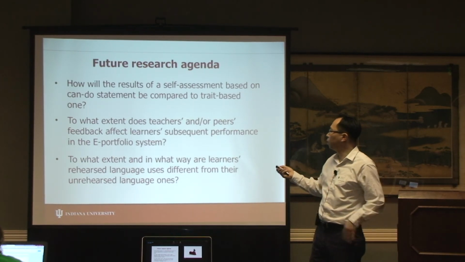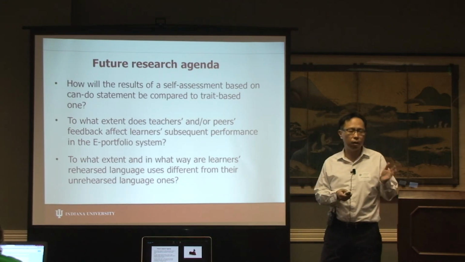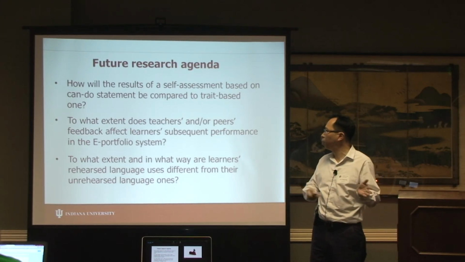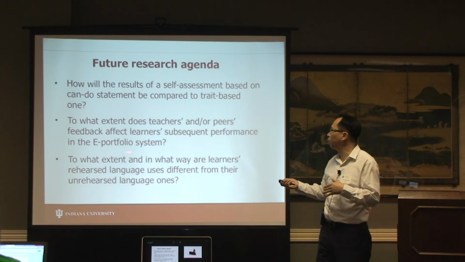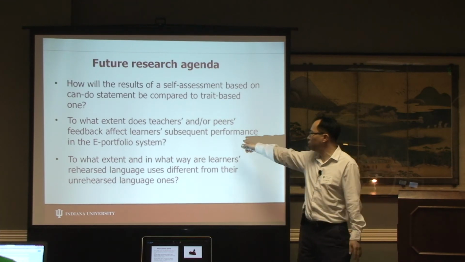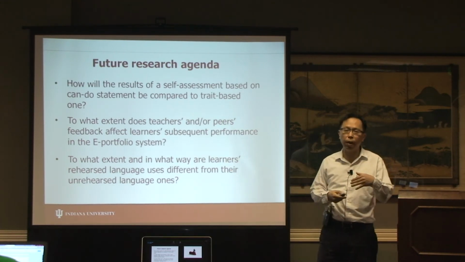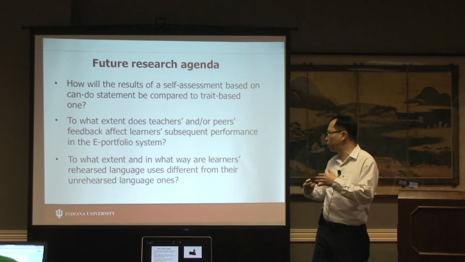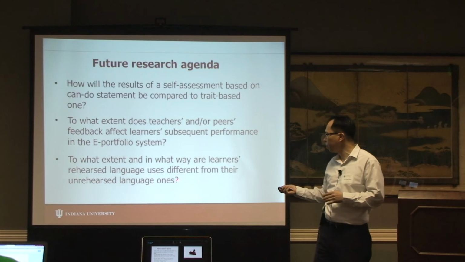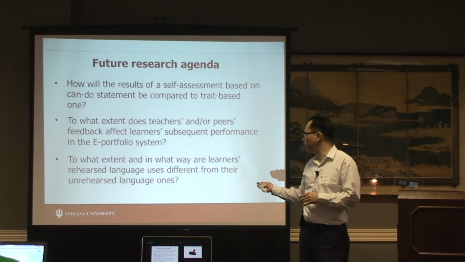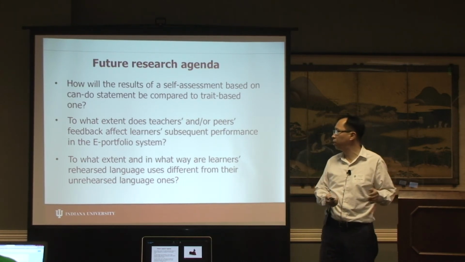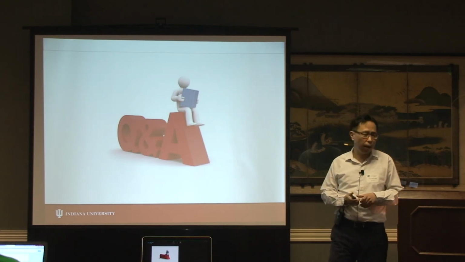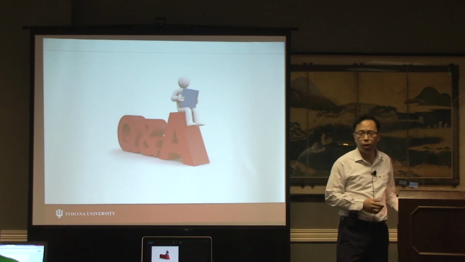So how can the self-assessment can-do statements be related to the trait-based self-assessment? And I think it's a very interesting question. So students get feedback, and how does that kind of feedback improve their subsequent performance? And then to what extent is learners' diversity different from the other abilities. So these are the kind of recommendations I'd like to make.